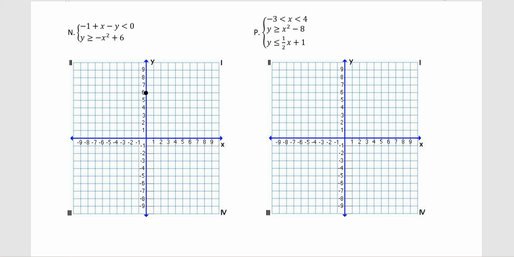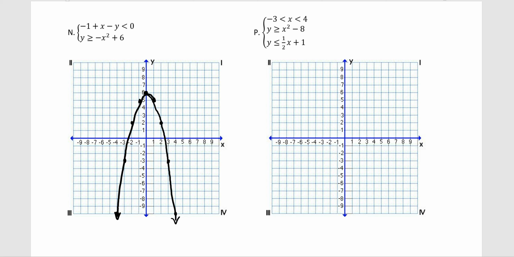-x squared, so I'd go down 1, right 1, and then down 3 from there, down 5 from there, down 7 from there, so that'll take me all the way down to the bottom there. -x squared, 7. Solid or dashed line for this one? Solid line. So I can try to connect these like so.